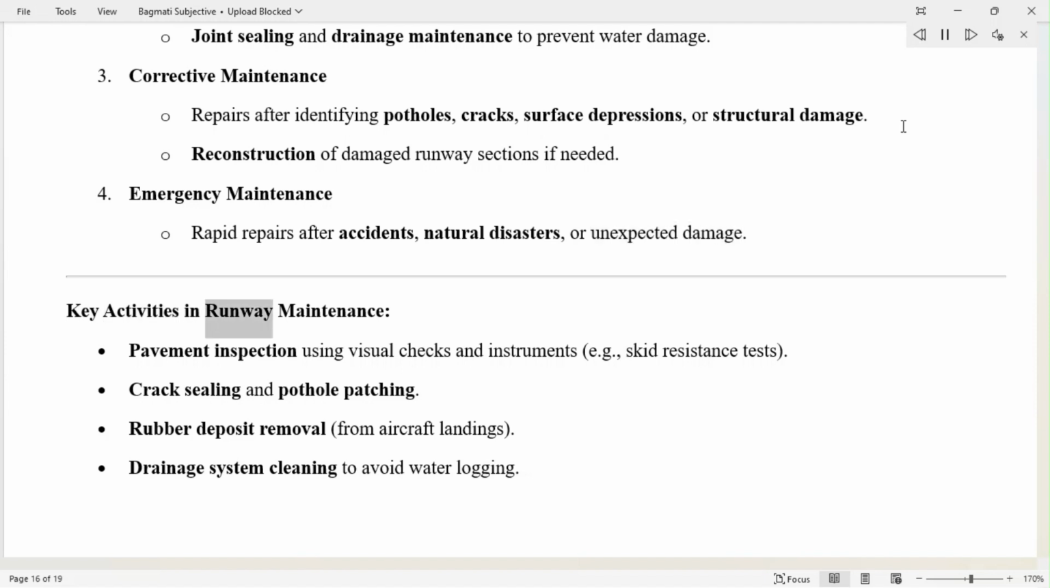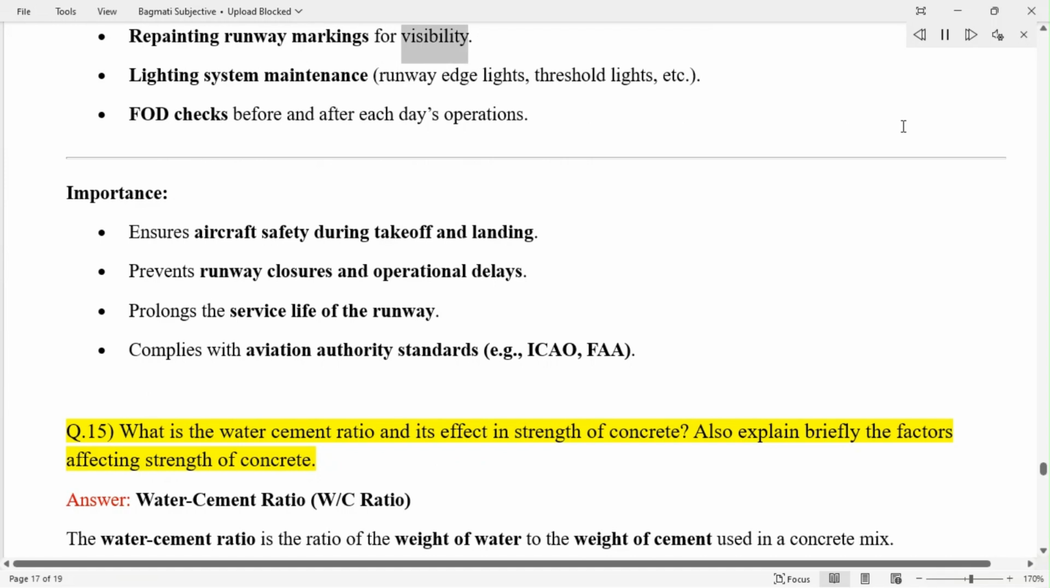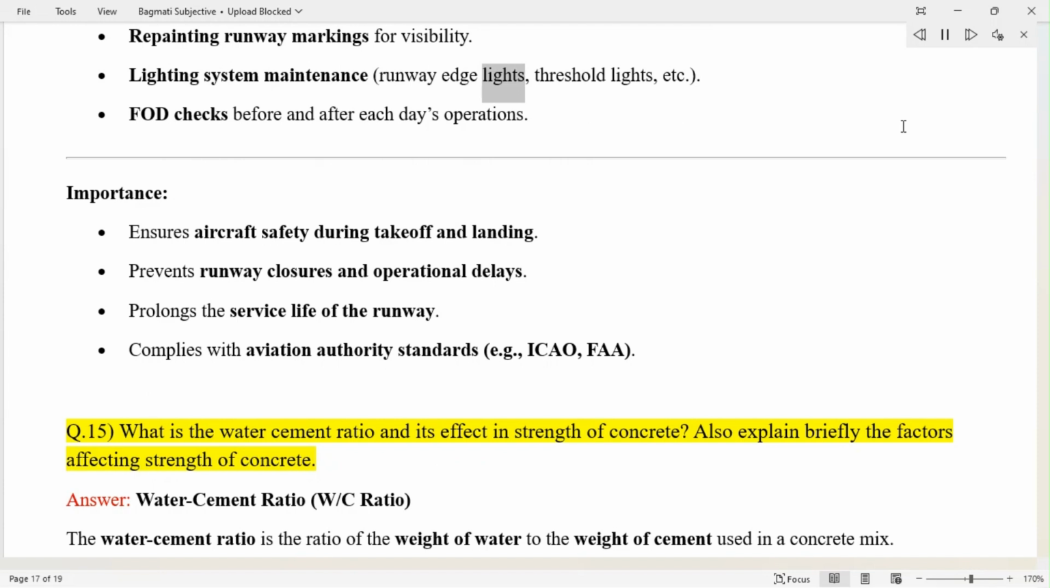Key activities in runway maintenance. Pavement inspection using visual checks and instruments, for example skid resistance tests. Crack sealing and pothole patching. Rubber deposit removal from aircraft landings. Drainage system cleaning to avoid water logging. Repainting runway markings for visibility. Lighting system maintenance: runway edge lights, threshold lights, etc. FOD checks before and after each day's operations.